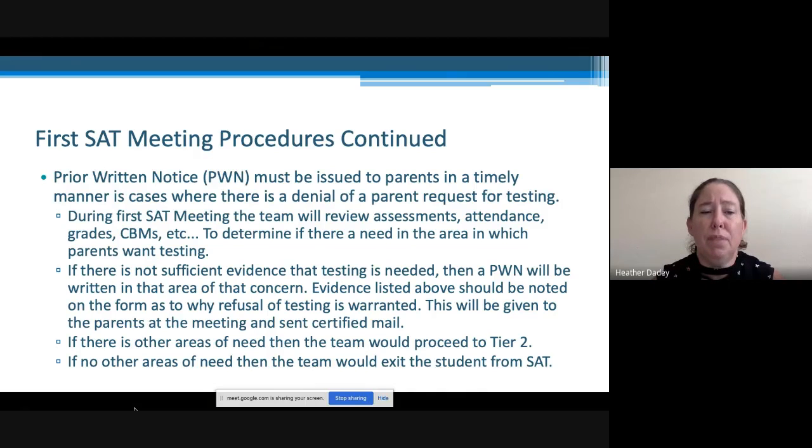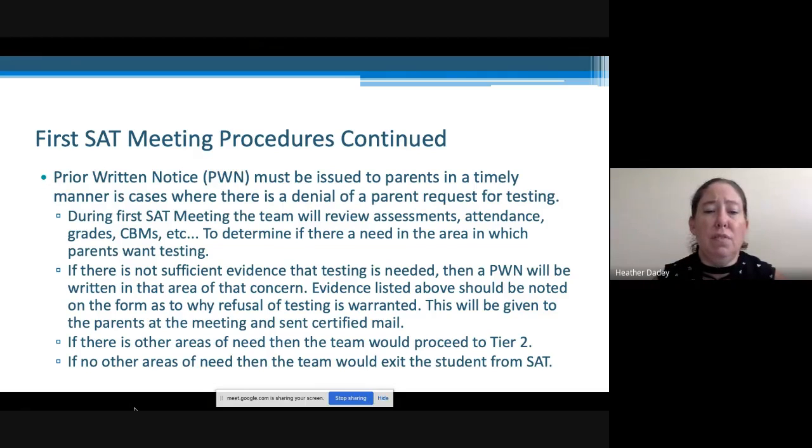If there is not significant enough evidence that testing is needed, then a PWN will be written in that area of concern. Evidence listed above should be noted on the form as why refusal of testing is warranted. This will be given to parents at the meeting and sent certified mail as well.